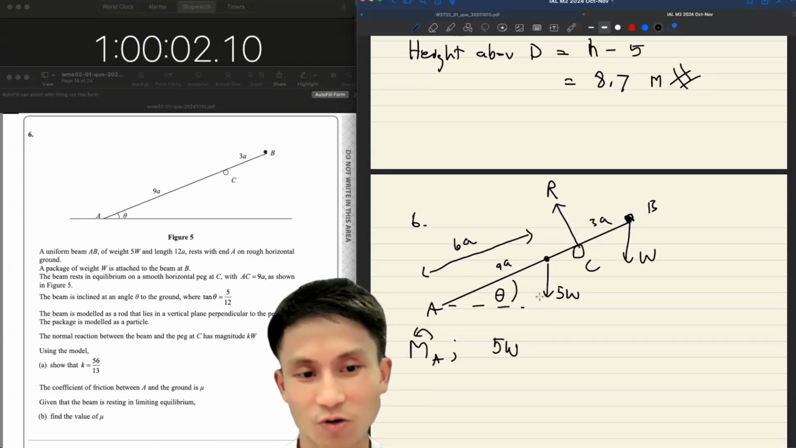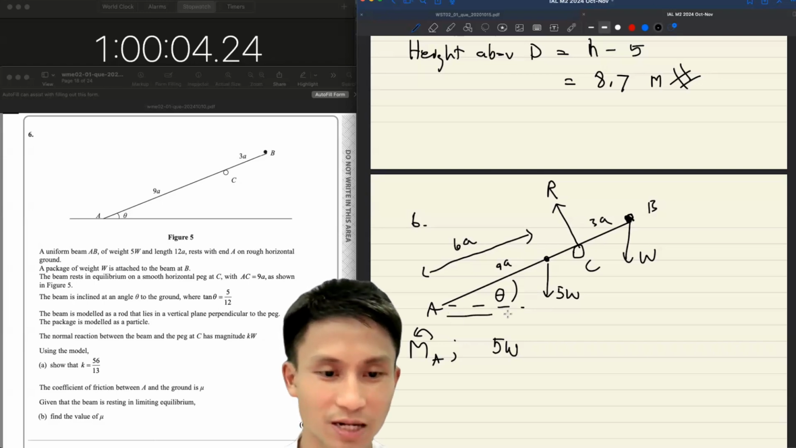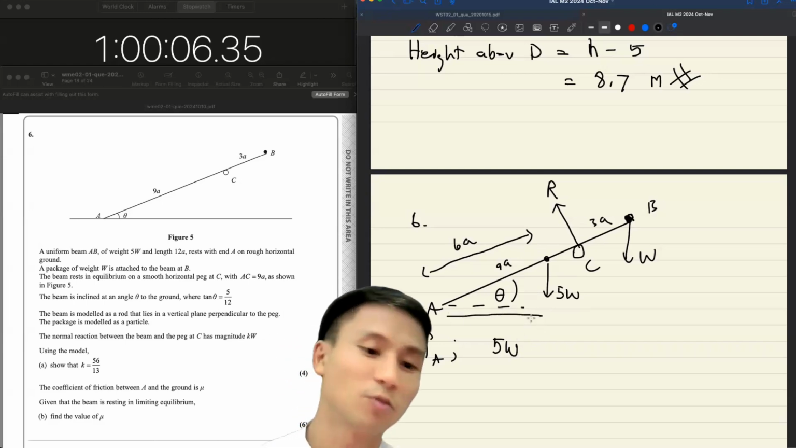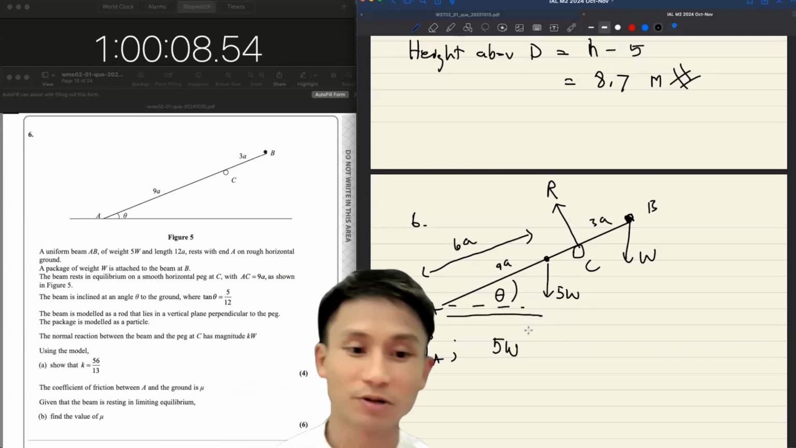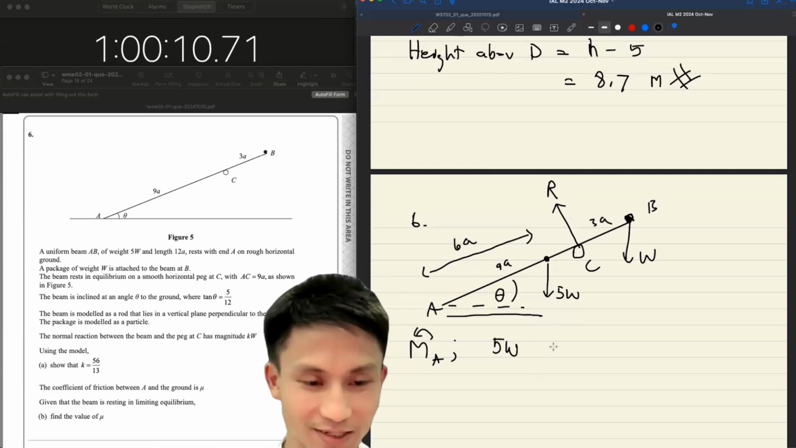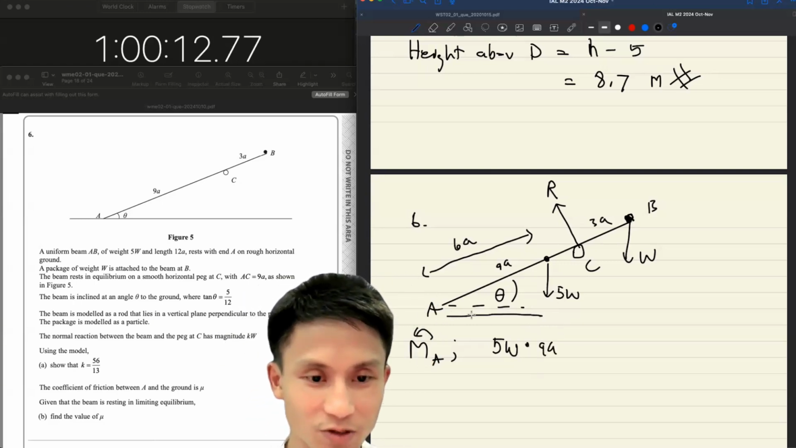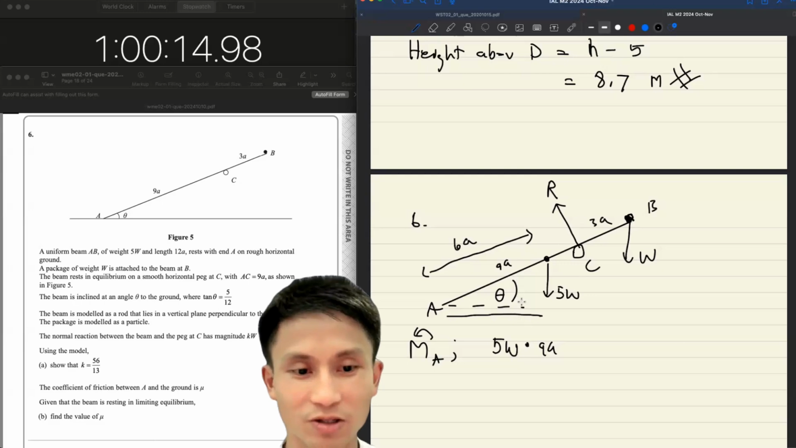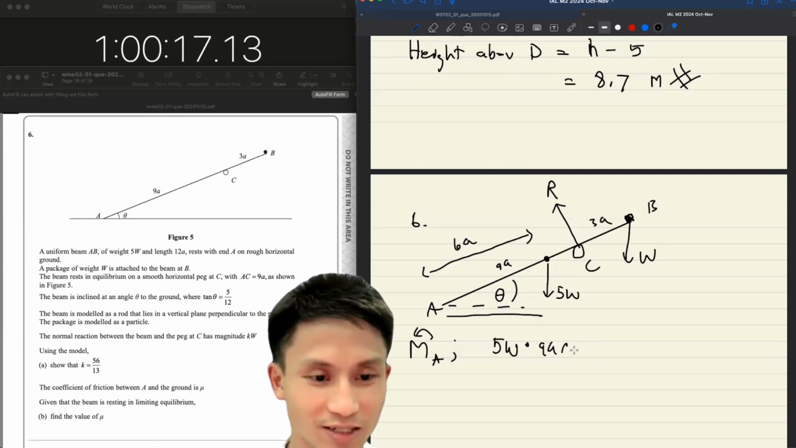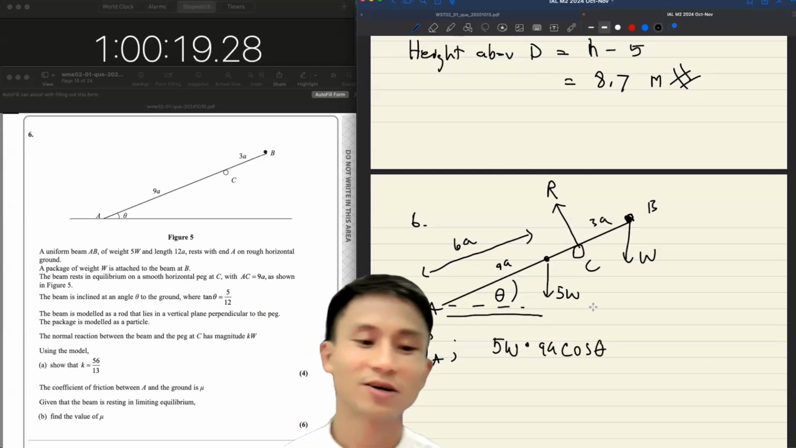So I'm going to just resolve the distance down the perpendicular with the force. Some people might prefer resolving the force perpendicular to the distance, but I'm doing distance here. So I'm doing 9A resolving down. Down is close, we use cos here. So that's cos theta. Okay.